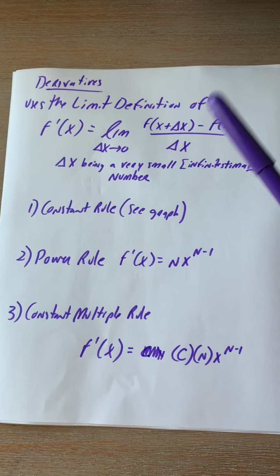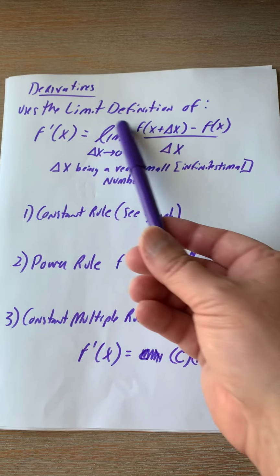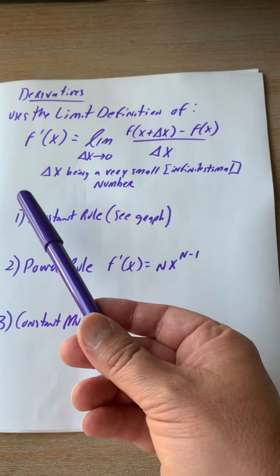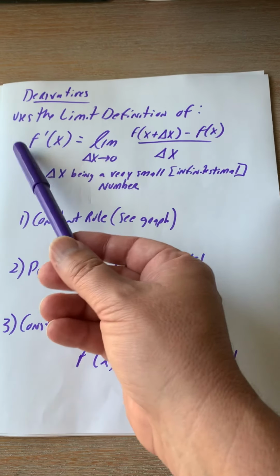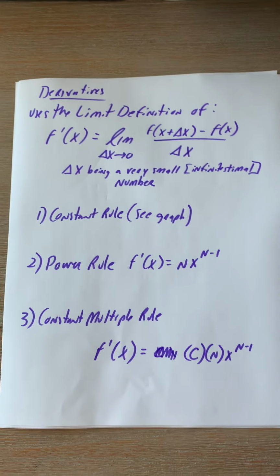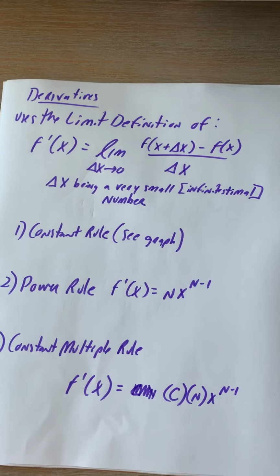The limit definition: I told you in the last video that we use a limit definition for derivatives, and this is what it is. F prime of x, which is representative of a derivative, that's how we show that we're taking a derivative, is this messy thing right here, with delta x being a very small, infinitesimally small number.